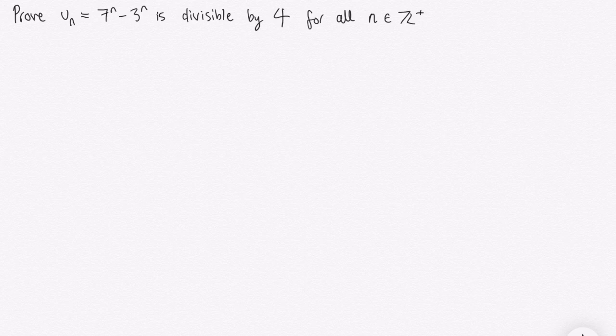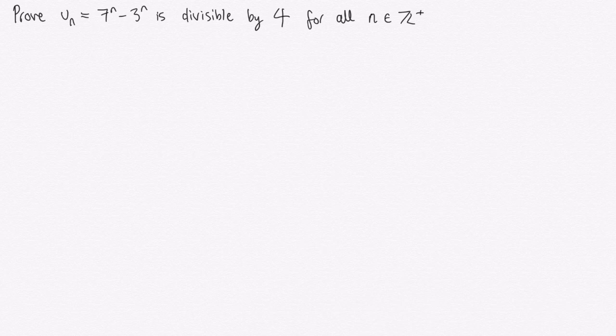In this video, I want to show how we can use proof by induction to show that certain expressions are divisible by given integers. I'm going to start with this example here, which asks us to prove that u_n equals 7 to the power of n minus 3 to the power of n is divisible by 4 for all n in the positive integers.